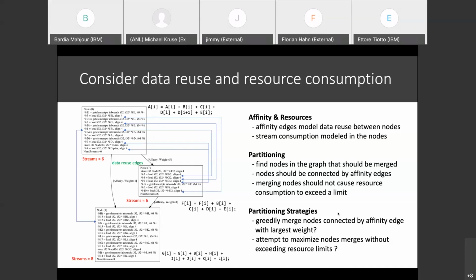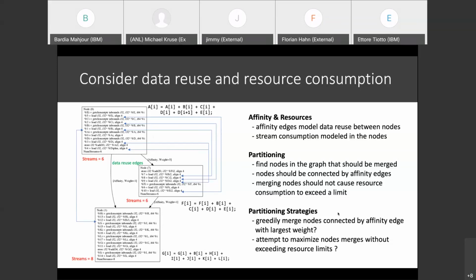And so we would go ahead and merge those and repeat the same procedure again until there is nothing else that we can merge. And that'll give you the final interference graph. And after you have the final interference graph, you can then distribute the nodes into different loop nests. So that's one possible partitioning strategy. Of course, there are other partitioning strategies.